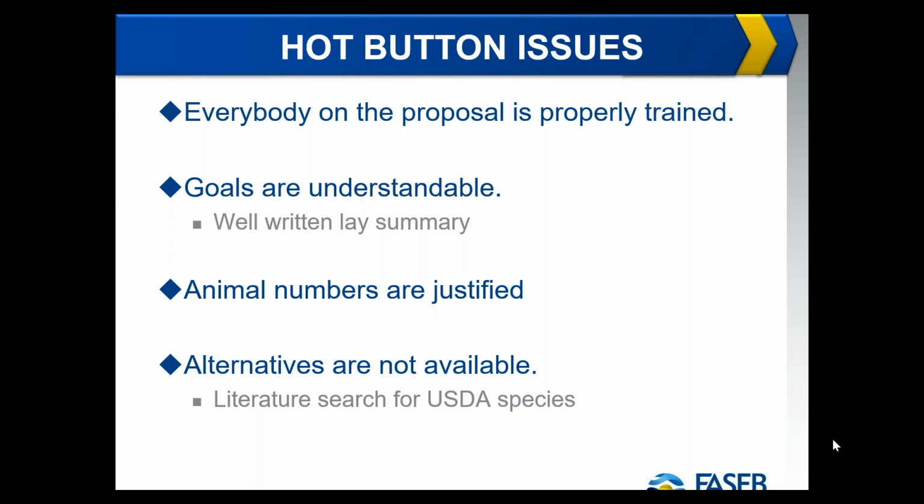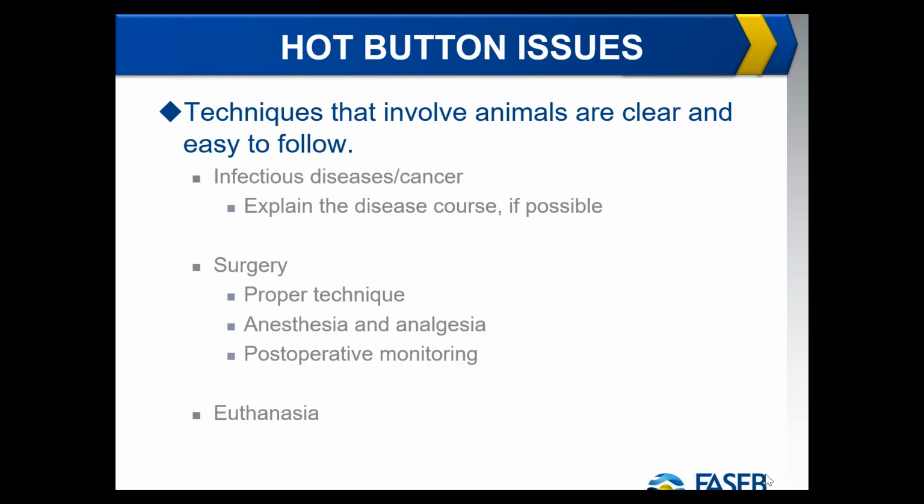Also, you must demonstrate that alternatives to the animal research are not available. For USDA species, this requires a literature search, but for all species, the IACUC does require that you do some type of demonstration that alternatives to the animal studies aren't available. If I could go to the next slide, please.